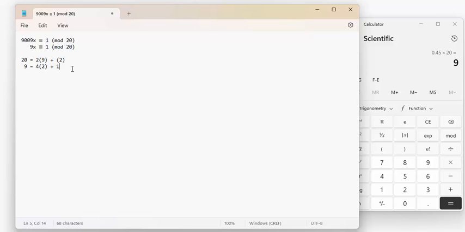Next is the reverse replacement. We want to get back the equation involving 20 and 9. We put 4 and 2 to the left hand side, and then we flip everything on the left to the right and 1 to the left. So we get 1 equal to 9 minus 4 multiplied by 2. Again, this is still an equation.